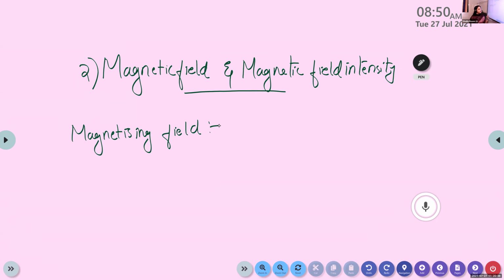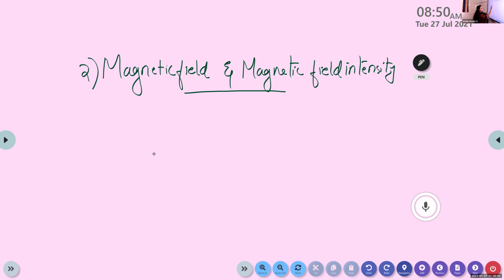There is no equation or letter to represent this magnetizing field, only the definition. As its name implies, the magnetizing field is the field that magnetizes a substance.